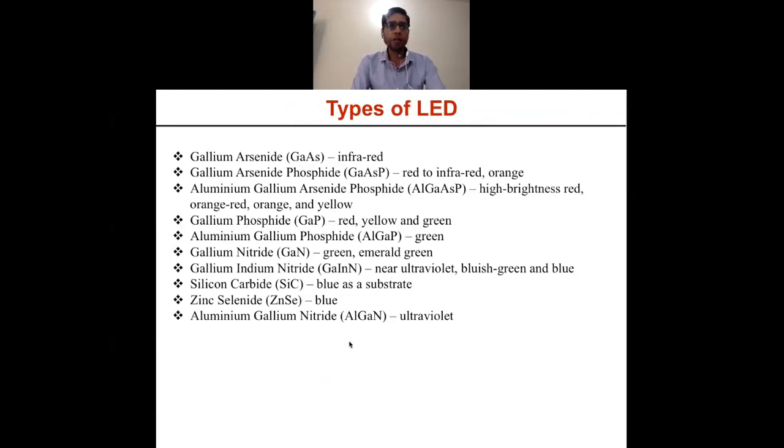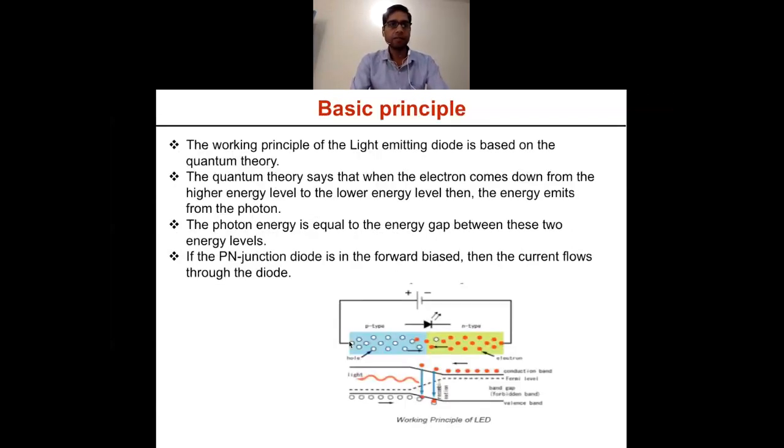There are various types of LED systems depending on the semiconductor material used. If you use gallium arsenide, then they emit infrared. And if we use gallium arsenide phosphide, then they emit red to infrared or orange color. So in this way, you can see how different colored LEDs emit light by using different semiconductor materials. Now, the basic working principle of LED is based on quantum theory.